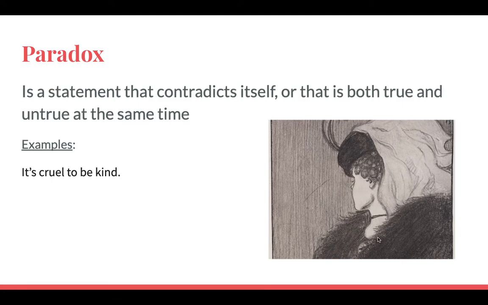This image is contradicting itself because there is an old woman and a young woman. So it seems untrue, however, we can see both. So it is also true, making it a paradox.